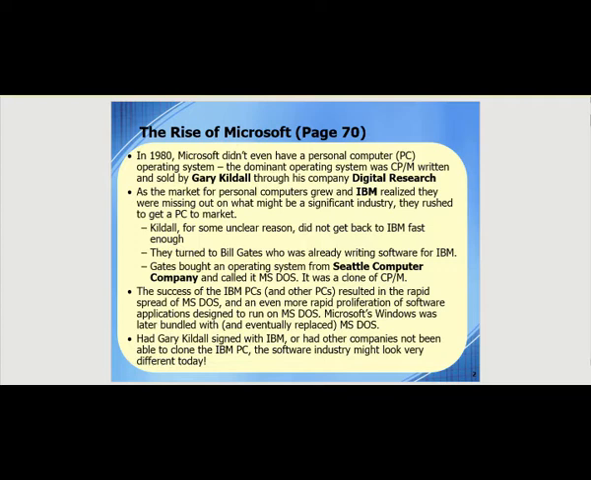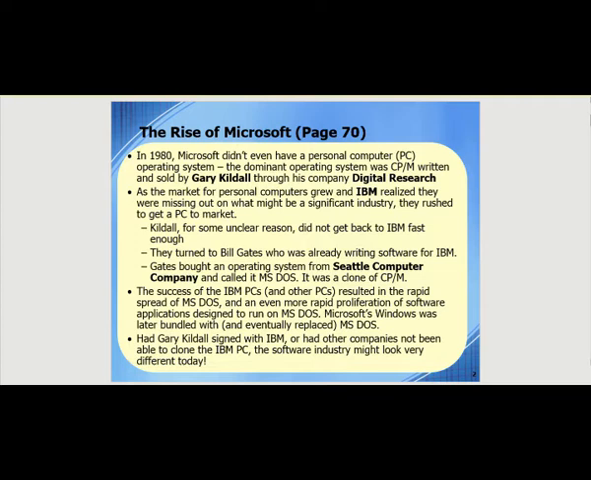They turned to Bill Gates, who was already writing software for IBM. Gates bought an operating system from Seattle Computer Company and called it MS-DOS. It was a clone of CP/M. The success of IBM PCs and other PCs resulted in the rapid spread of MS-DOS and an even more rapid proliferation of software applications designed to run on MS-DOS. Microsoft's Windows was later bundled with and eventually replaced MS-DOS. Had Gary Kildall signed with IBM, or had other companies not been able to clone the IBM PC, the software industry might look very different today.